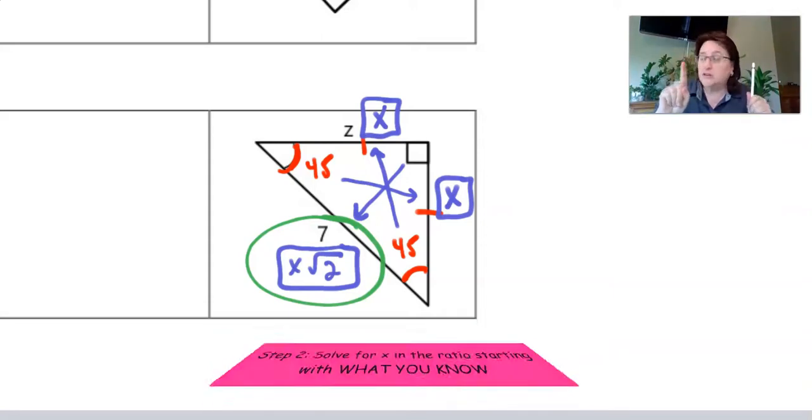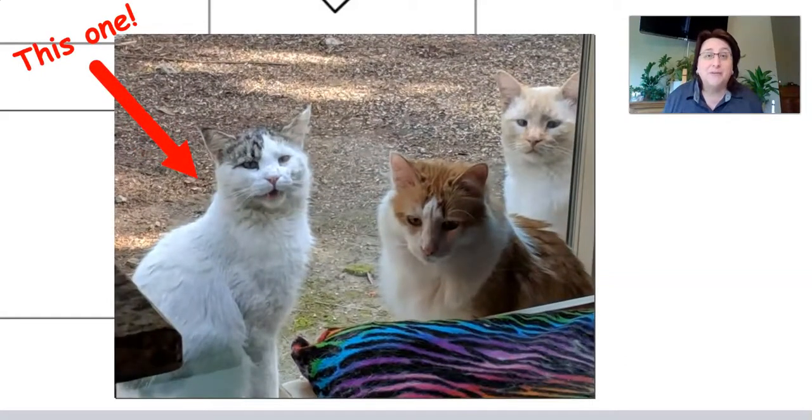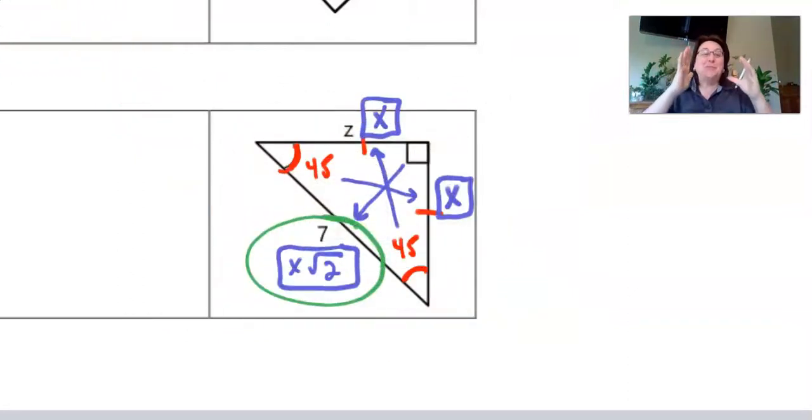Guys, I totally just got distracted because one of my cats outside just walked by my door and poked his head up on the glass and was like, hey, what are you doing? You know where his nose presses against the glass? Totally, I got distracted. Okay, so let's get back to where we were going.